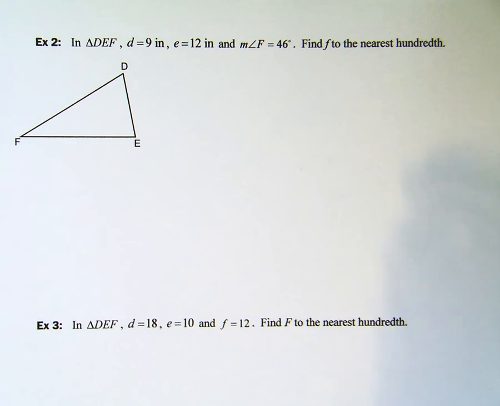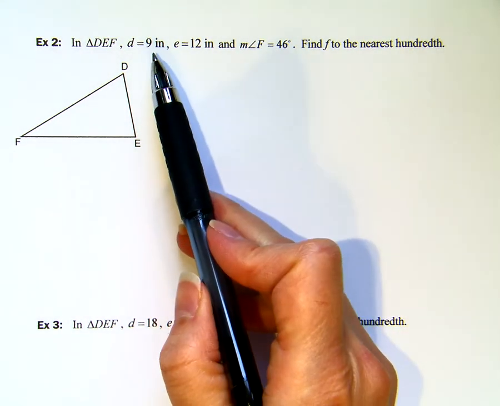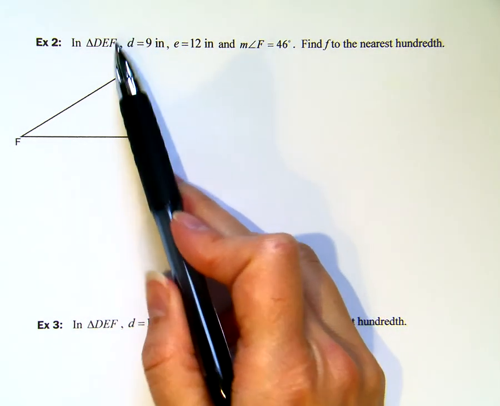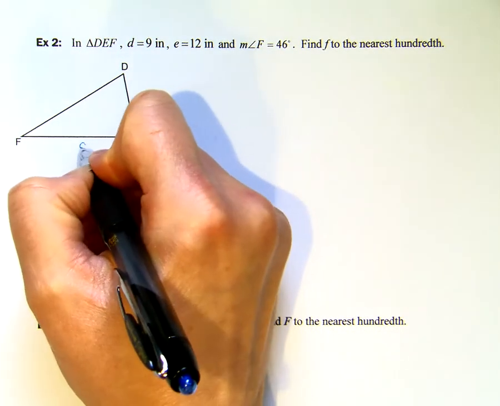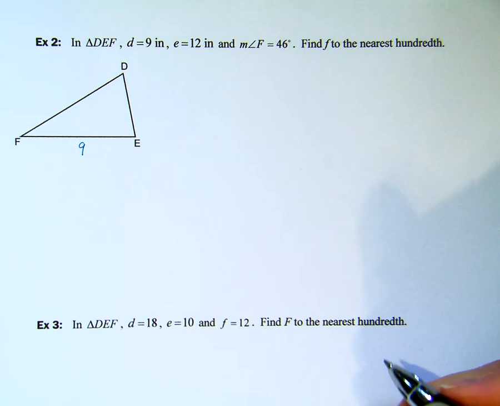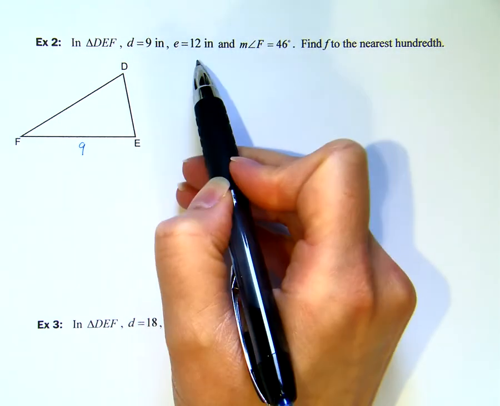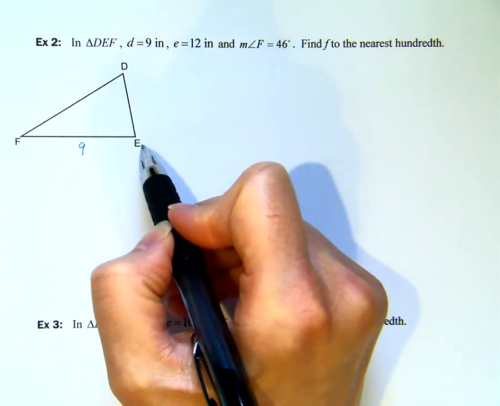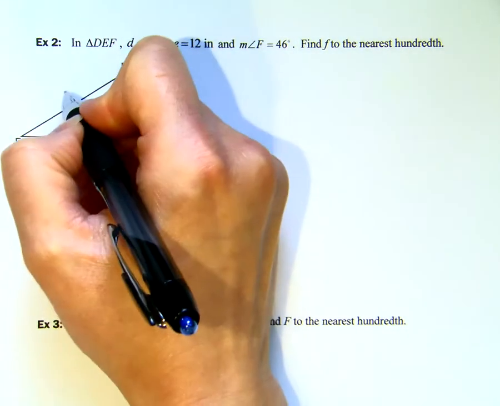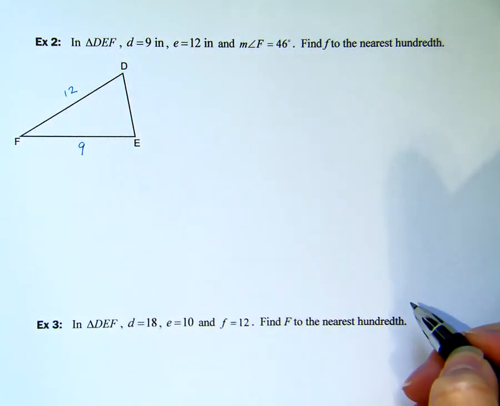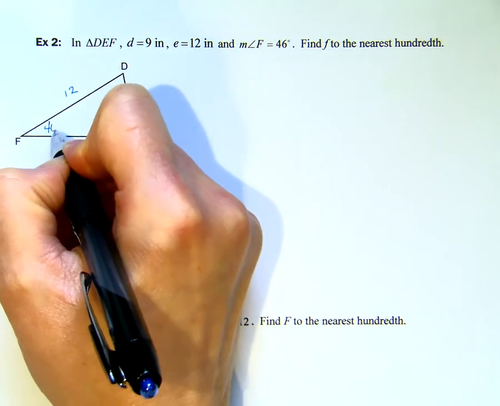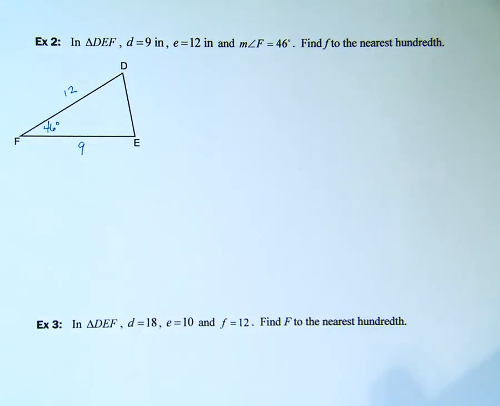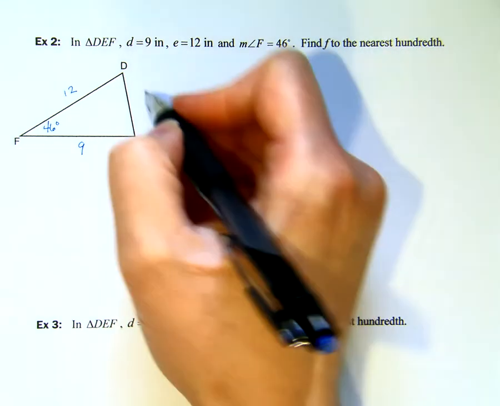Here we're given a triangle. We are told that side D is 19 inches. Now remember, side D, little d, has to be opposite angle D. So I'm going to draw my side of 19 down below. Side E is 12 inches. Again, side E has to be opposite angle E. So I'll put my 12 here. Finally, angle F is 46 degrees. We want to find side F to the nearest hundredth.